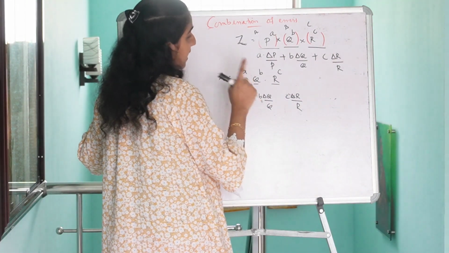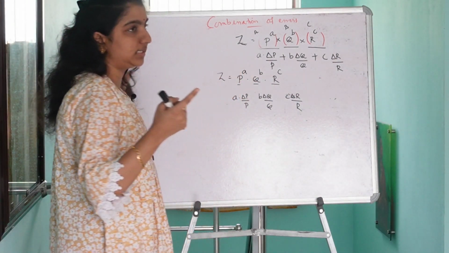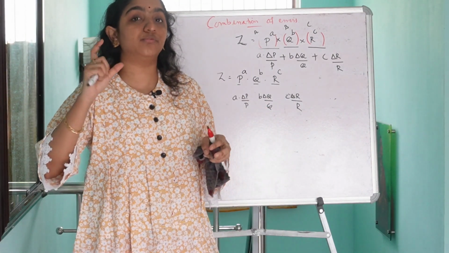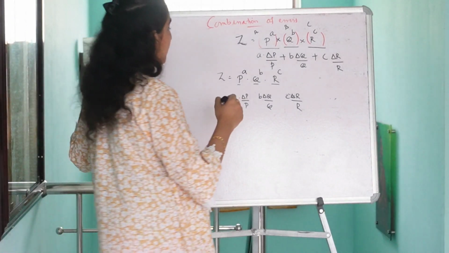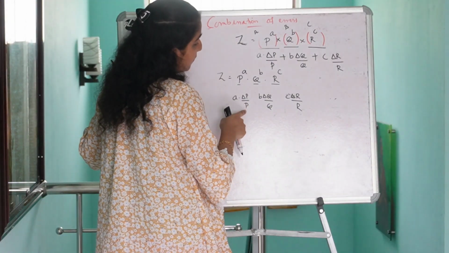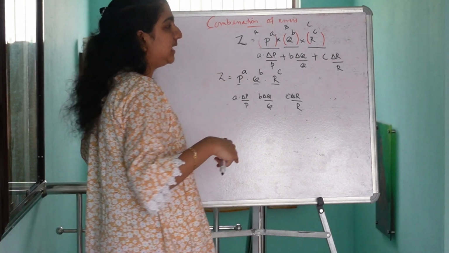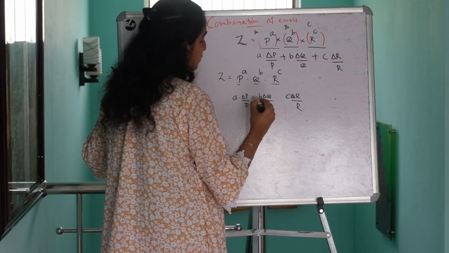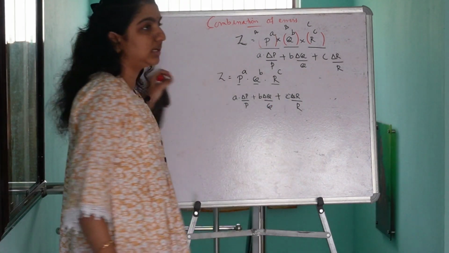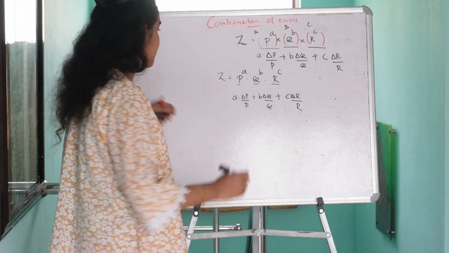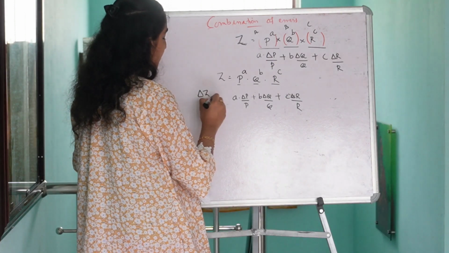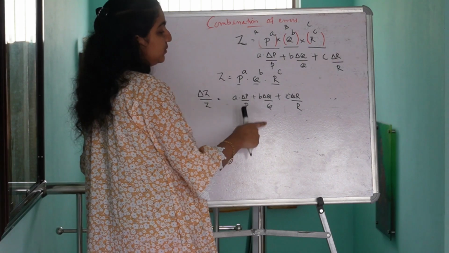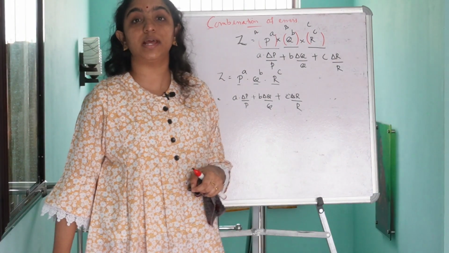when we are multiplying two or more physical quantities, the relative error in the resultant is equal to nothing but the sum of the relative errors in the individual measurements. Here I found the relative errors in individual measurements. So for finding the relative error in this resultant z, I have to simply add up these individual relative errors. Is it clear, guys? So I got del z by z is equal to a into del p by p plus b into del q by q plus c into del r by r.